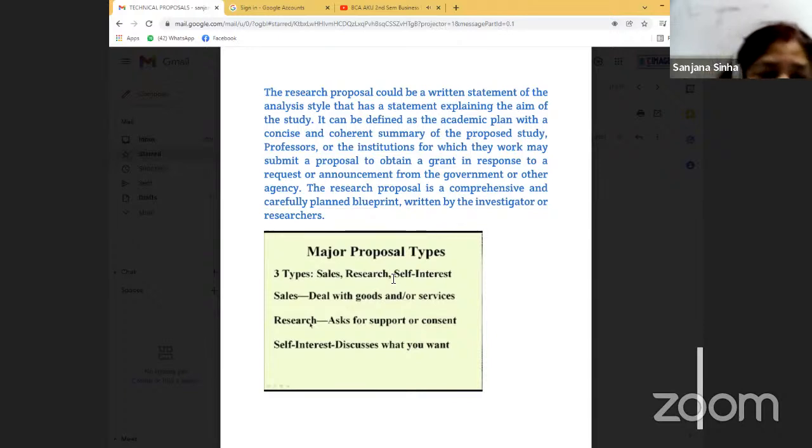So these were the three types of proposals: sales, which is given always outside, like advertisements or whatever; research, like when a teacher wants to research and give a proposal for the betterment of the student or the organization; and self interest means as per your interest. आप अपने interest के अनुसार आप proposal दे सकते हैं.